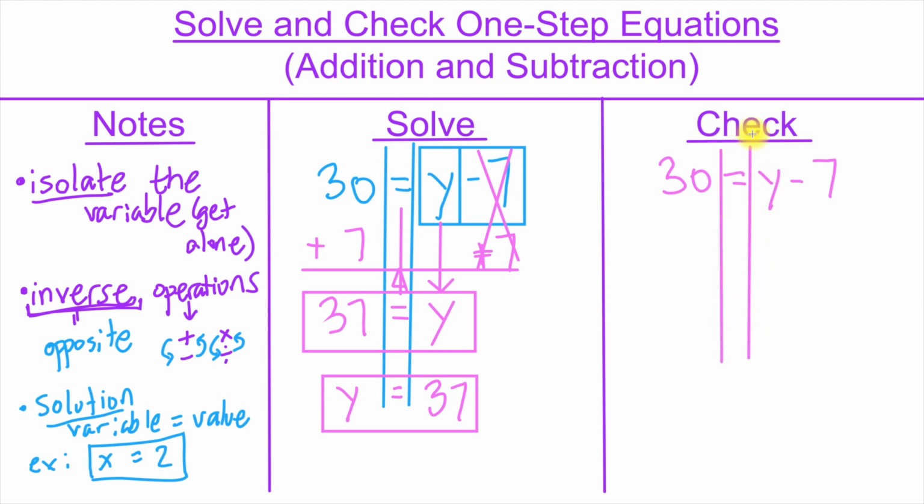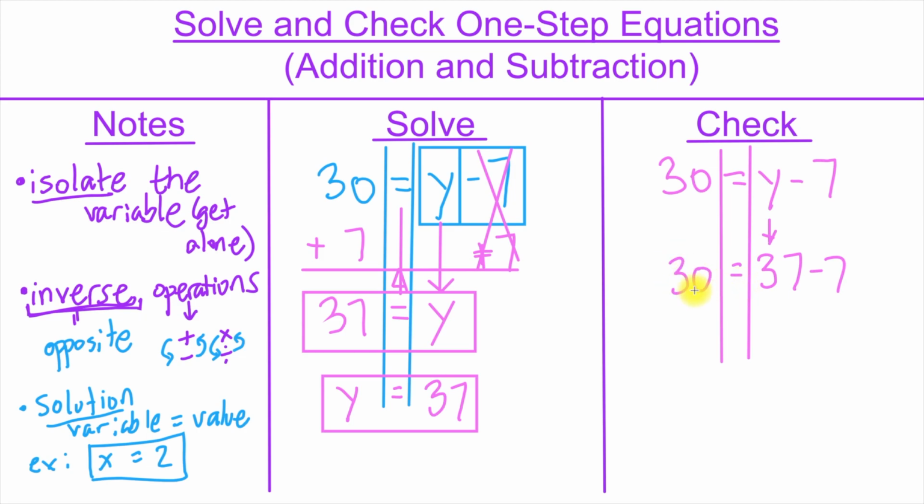And my next step for a check is to plug in what I found for y, my solution. Okay, so we said y is 37. So wherever I see y, instead of writing y, I'll put 37 instead. So I'll bring down, instead of y, it'll be 37. So I've got 37. I'll bring down my minus 7 because I haven't used it yet. I can bring down my equal sign, and I'll bring down 30.